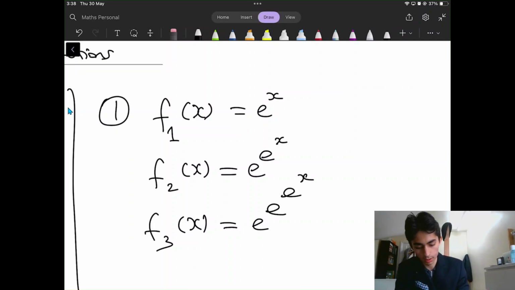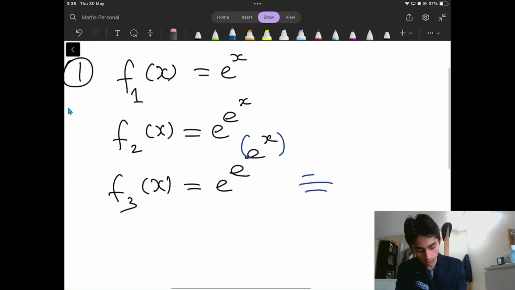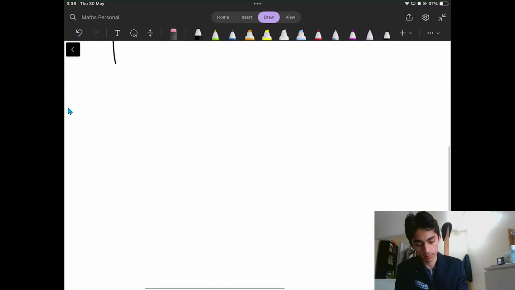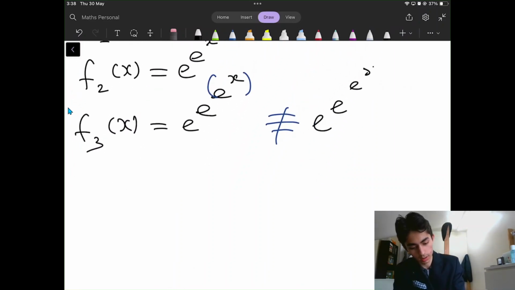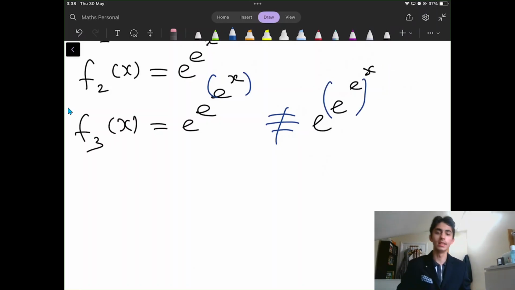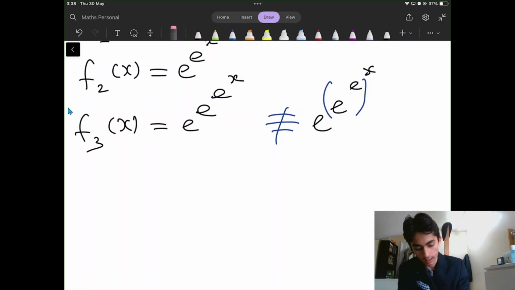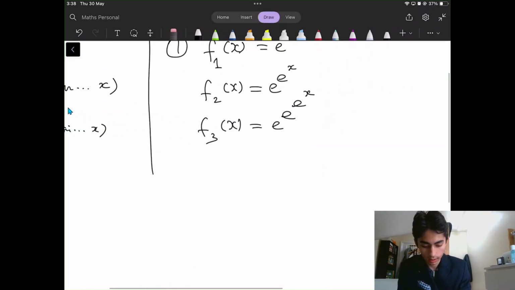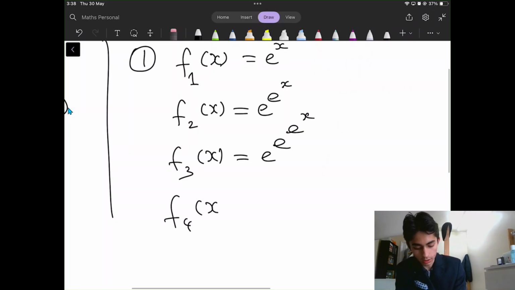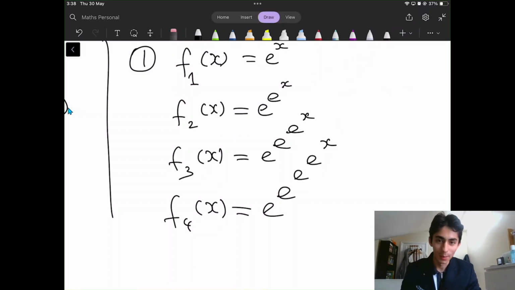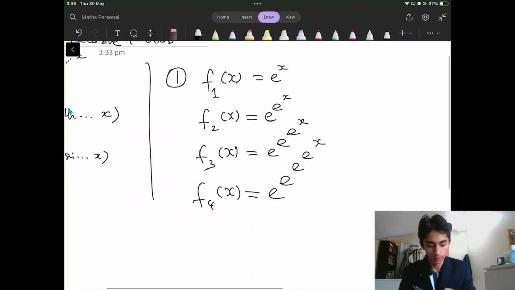Quick note with these power towers, by the way. This power tower here can be expressed like this, not like this. e to the x with a bracket this way. This is different, right? We are starting from the top and going to the bottom. That's how these power towers generally work. And of course, f4 of x is just going to be e to the power of e to the power of e to the power of e to the power of x. The e power tower is ridiculous.